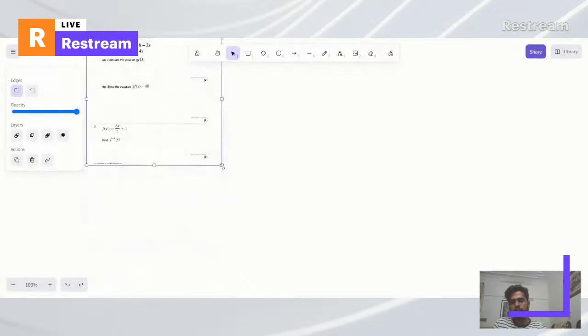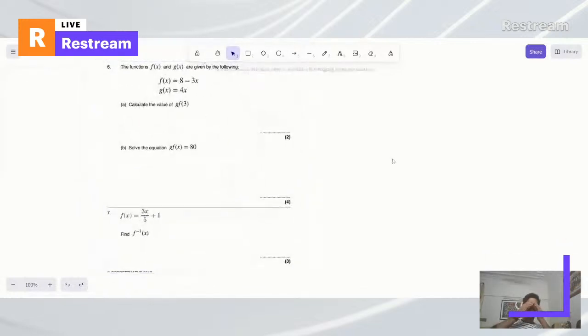Right now, here is a question for you all. Here we are also given two equations, one in terms of f(x) and the other in terms of g(x). In part A, we have to find gf(x), gf(3), and then solve the equation gf(x) equals 80. Take 2 minutes and completely solve it.